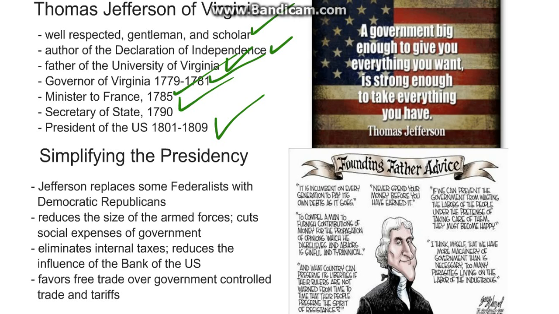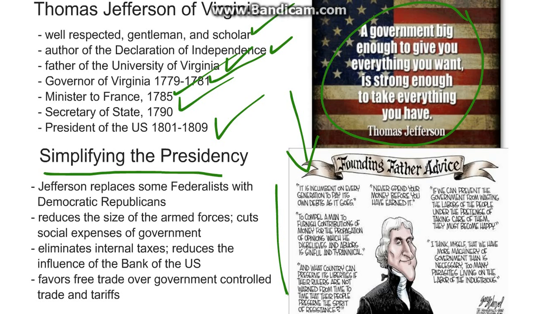Jefferson tried to simplify the presidency. He did not trust government having too much power, which is reflected here in this quote. A government big enough to give you everything you want is strong enough to take everything you have. And if you read some of the Founding Fathers' advice here below, where I've indicated, you'll see that he's very hesitant to give the government too much power.